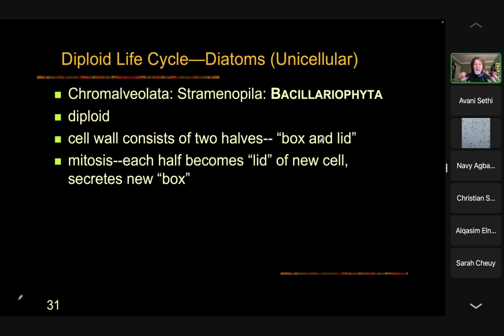And the new secretion is always a box, okay? Now, as a consequence of this type of cell division, after several mitotic divisions, some cells are becoming smaller and smaller because always, it doesn't matter, we have a box, we have a lid. When it separates in the daughter cells, both of them, including the box, which is smaller than the lid, the box will become the lid of that particular cell, and it secretes a new box.